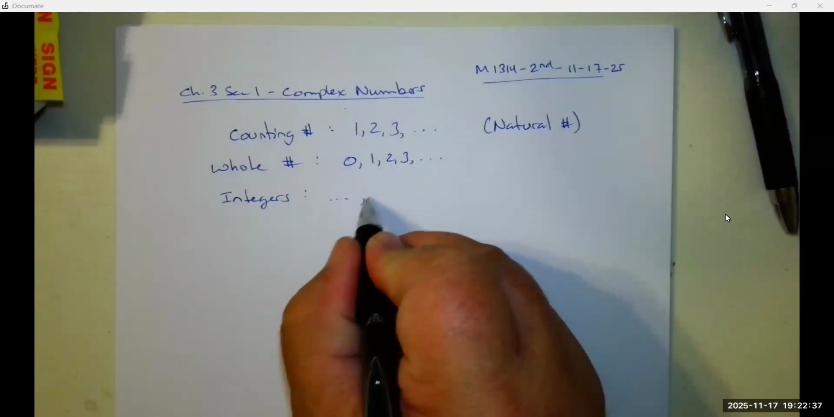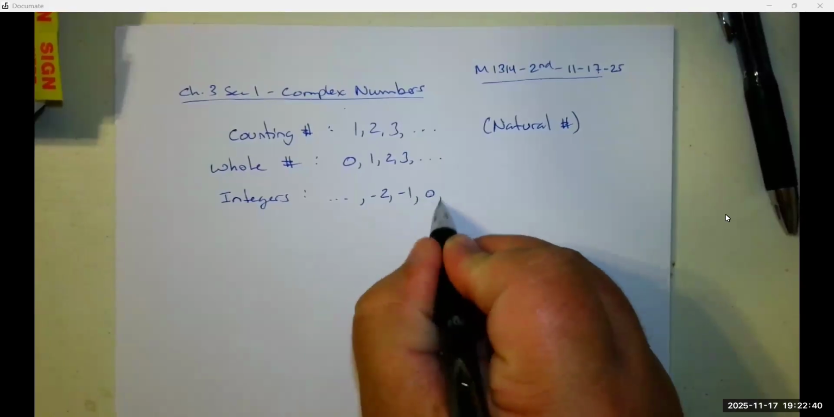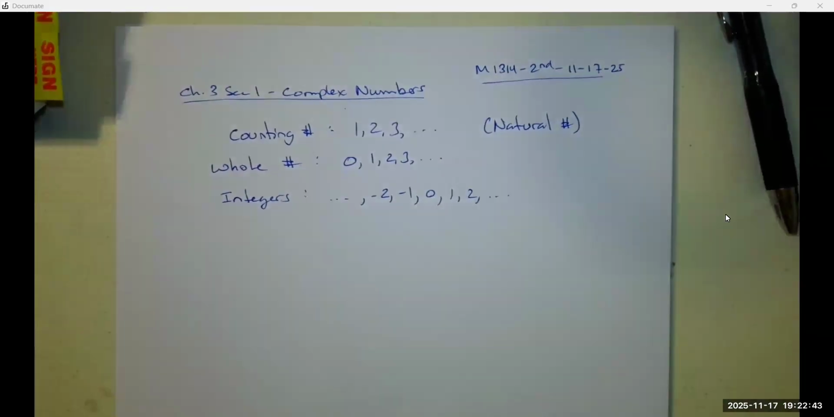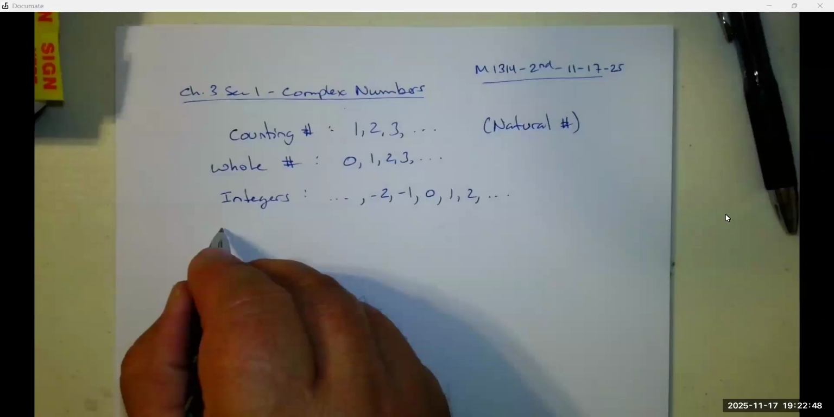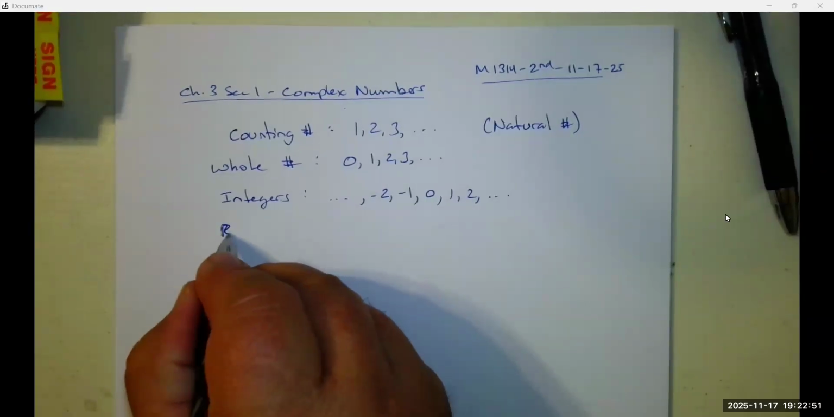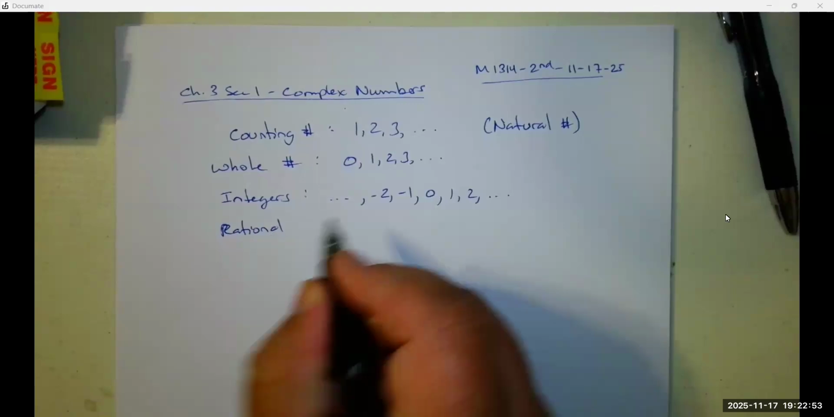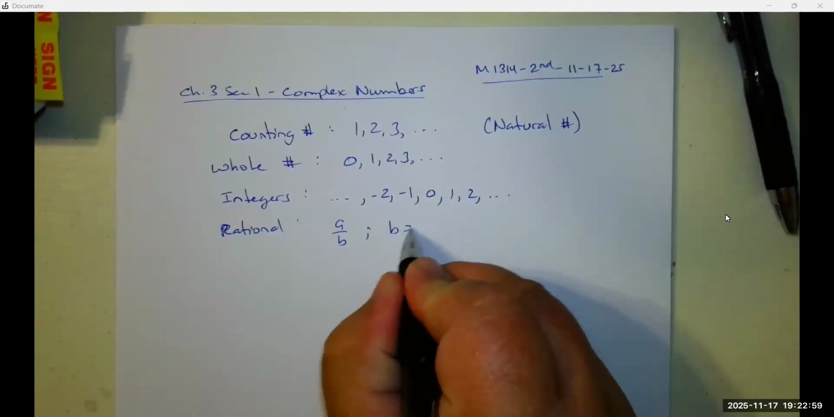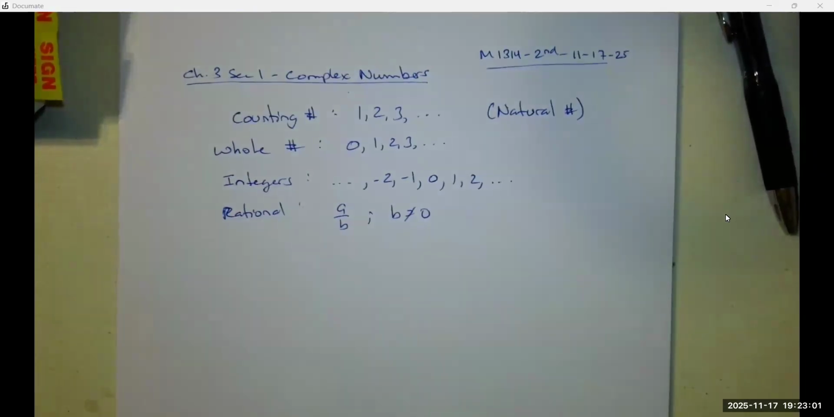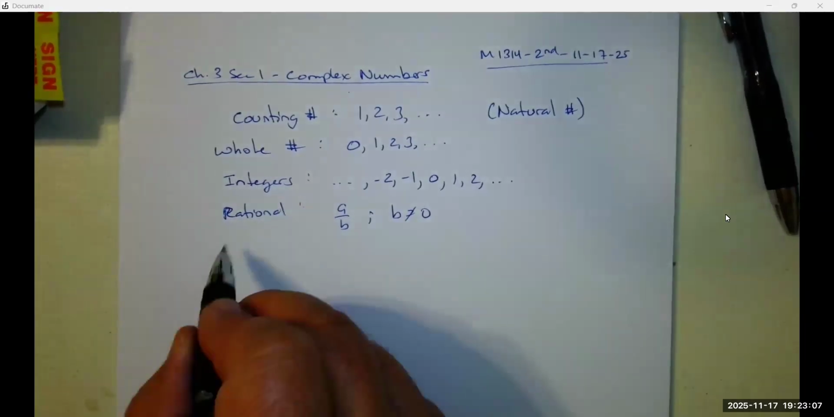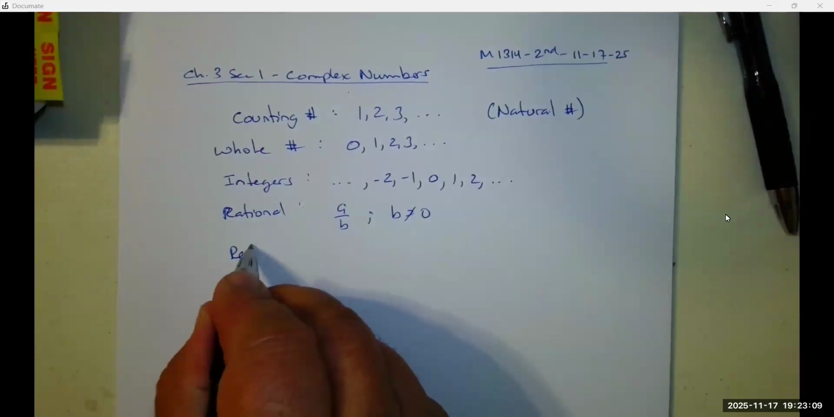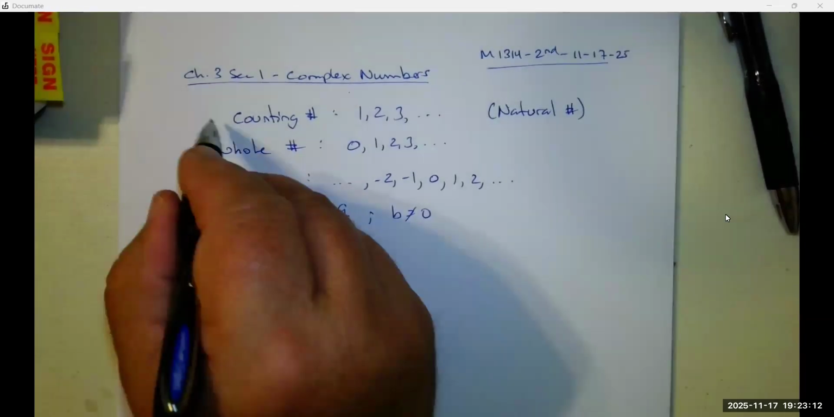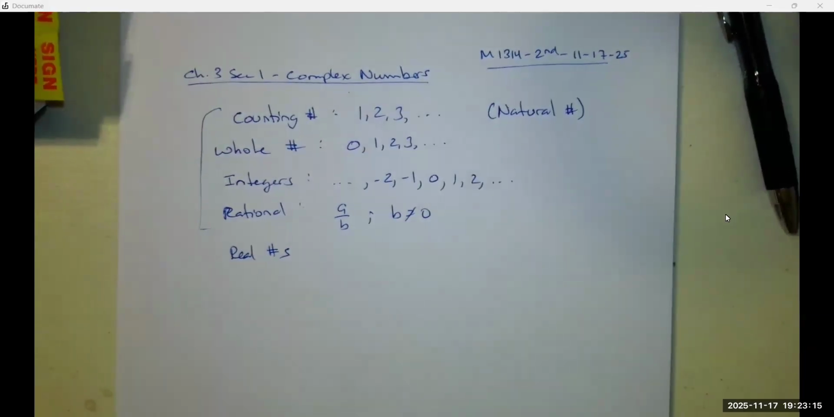which means we can have negatives, we can have zero, and we can have positives. And then we have rational numbers, which are decimals. As long as your bottom number is not equal to zero, we have decimals. And those pretty much define what we call the real numbers. All of these put together define our real numbers.